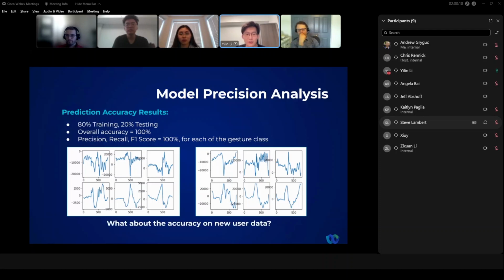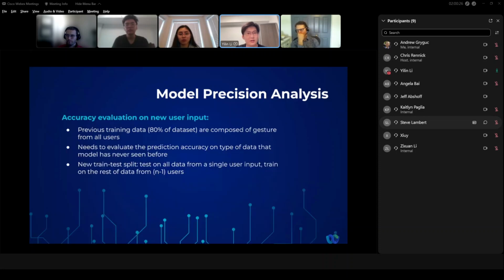But we have a question. What about the model's performance on some data that it has never seen before, such as new user data? So we continue our evaluation on the new user input. Previously, the 80% of the collected data set consisted of all gestures from all users. So we need to evaluate the prediction accuracy on the type of data that the model has never seen before.